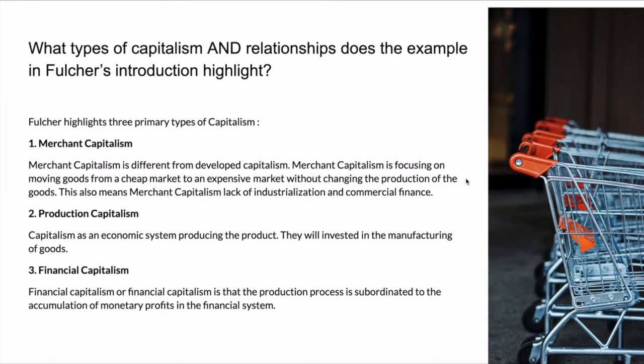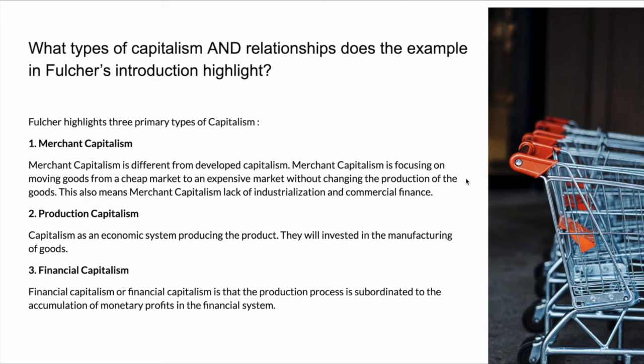So what type of capitalism and relationships does the example in Fulcher's introduction highlight? Fulcher's introduction introduced the East India Company, which conducted trades of spices through voyages. Three capitalist types were mentioned. The first is merchant capitalism, which is different from developed capitalism. Merchant capitalism focuses on moving goods from a cheap market to an expensive market without changing the production of the goods. This also means merchant capitalism has a lack of industrialization and commercial finance.